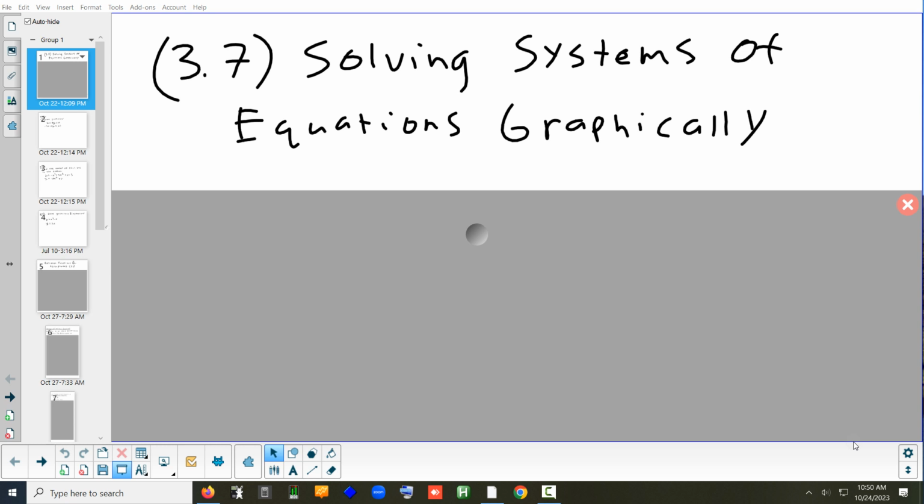Let's take a look at the first section, which is 3.7. There's not very much on it. It basically amounts to putting something in on the calculator and finding an intersect. So I'm going to go through it pretty quick.